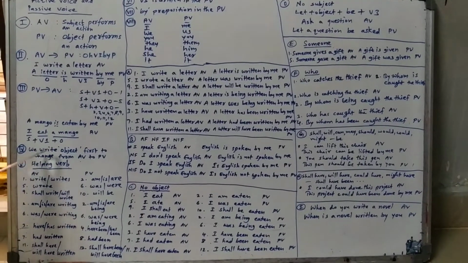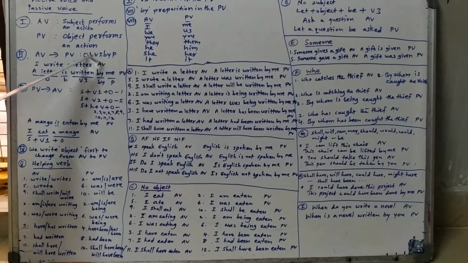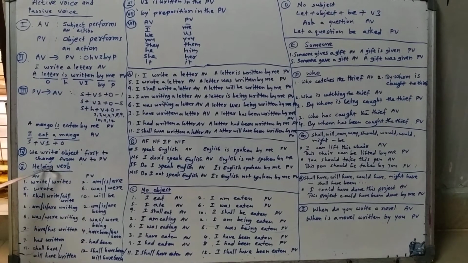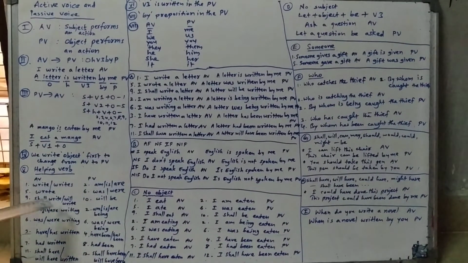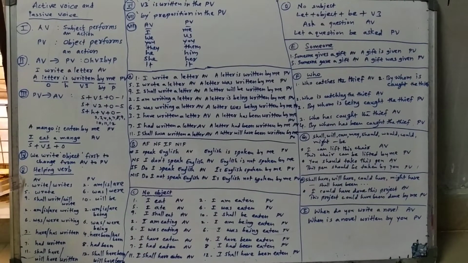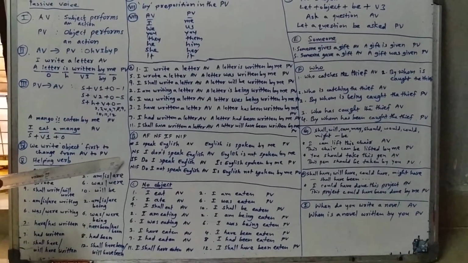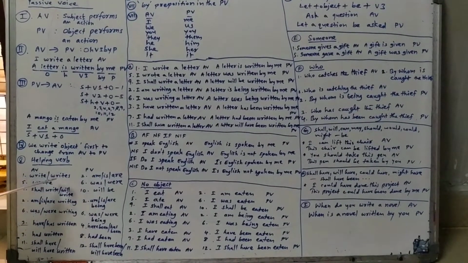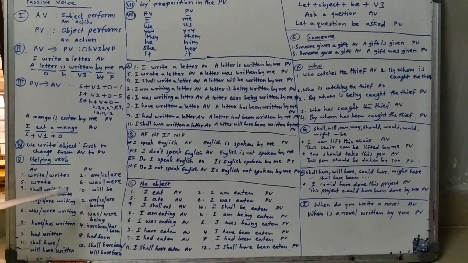Okay, this is over. We write the object first in the passive voice. Then the helping verb. This is very important. If we are able to write the helping verb in the passive voice, we can write any sentence into passive voice. One means the simple present tense. When we change a simple present tense sentence into passive voice, we use am, is, are, any one of these three helping verbs. Here, I write a letter. A letter is written by me.